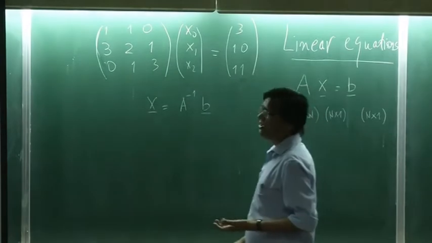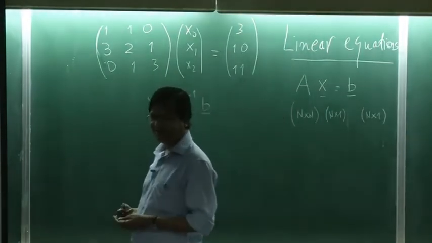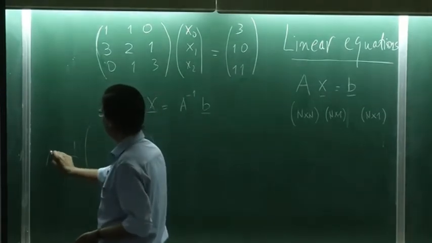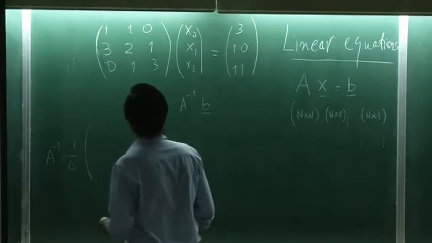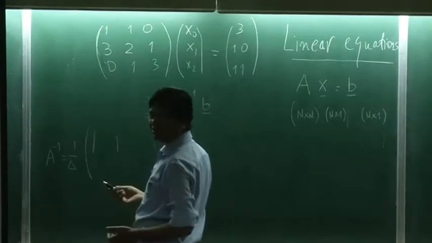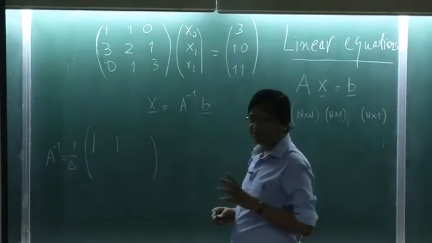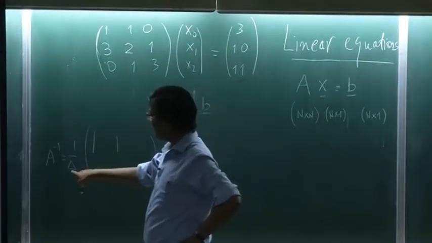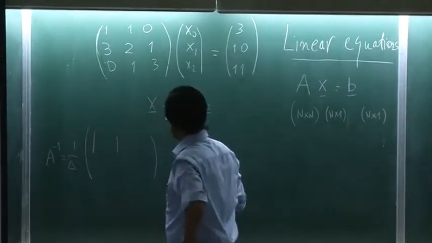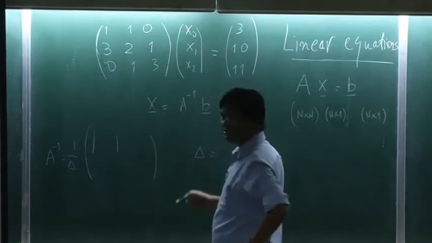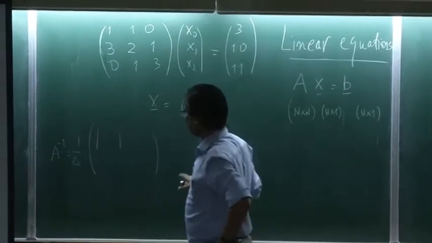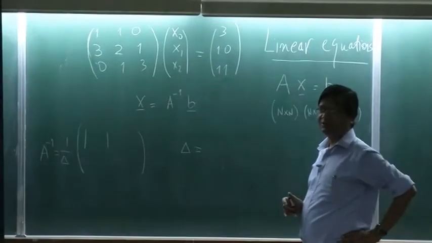So, A inverse involves determinants, right. A inverse equals 1 by determinant times the adjoint, which is built from submatrices. So, it involves a lot of matrices. So, for a given n by n matrix, what is the complexity for computing the determinant? I have to compute the determinant, and these are also determinants, but of n minus 1 by n minus 1 matrices. So, how many operations do I require to compute a determinant?